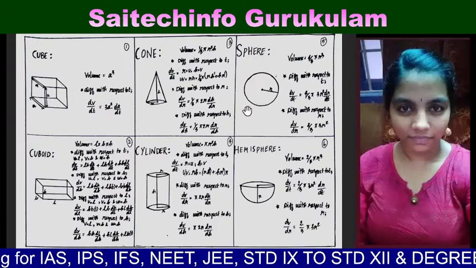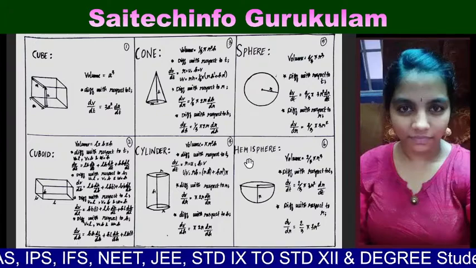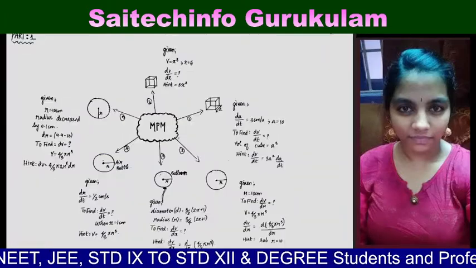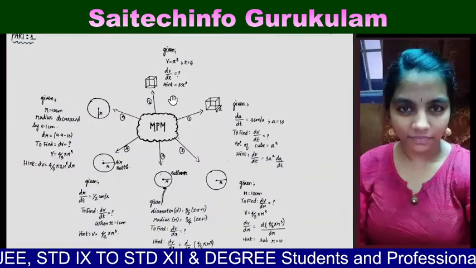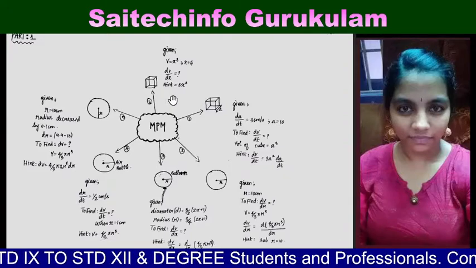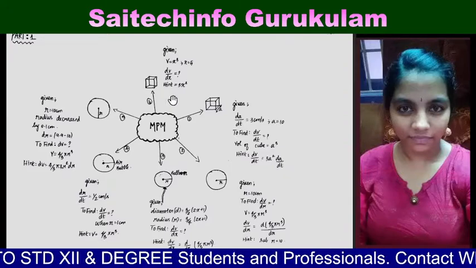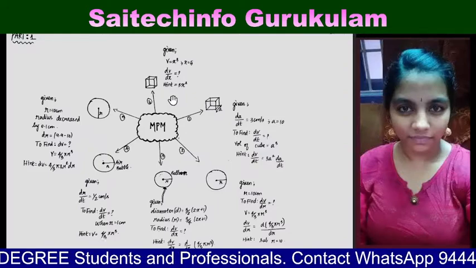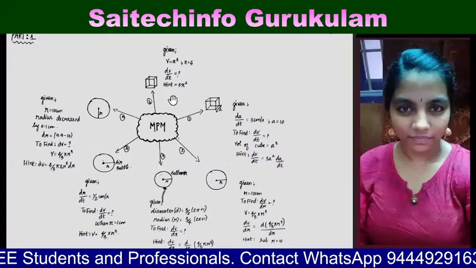Next, let's see some model problem mapping. So the first one is a cube. The given problem is dA by dt is equal to 3 centimeter per second and also given a is equal to 10. So that we can find dV by dt with this formula and with the given data.